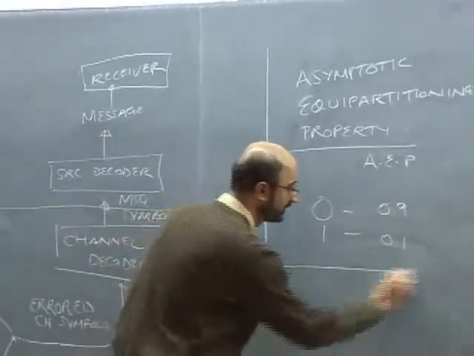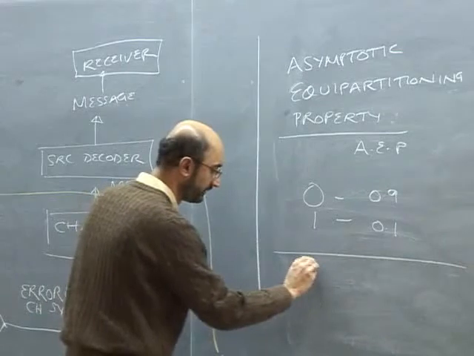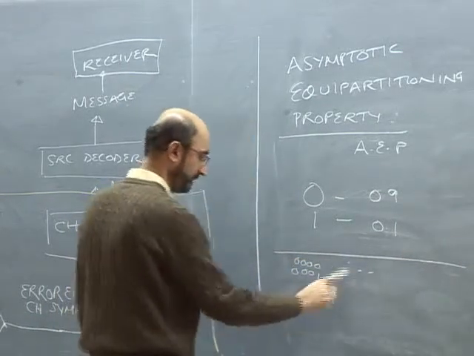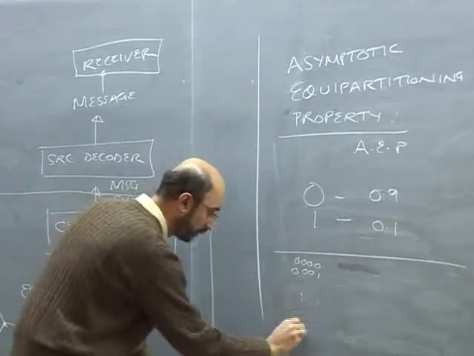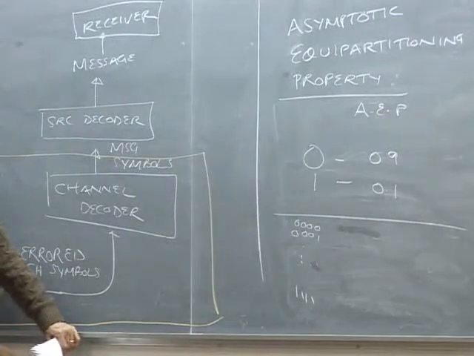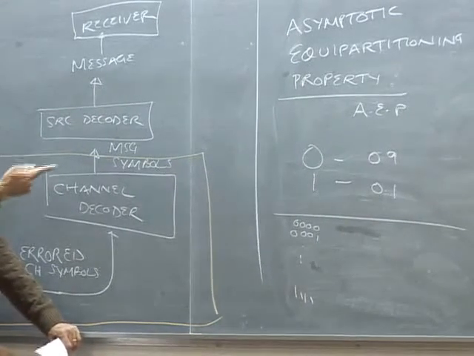So I can look at all, there's 16 of them, 0000, 0001, all the way up to 1111. Okay, so there are two things that I want to tell you about the source, which are obvious from that.